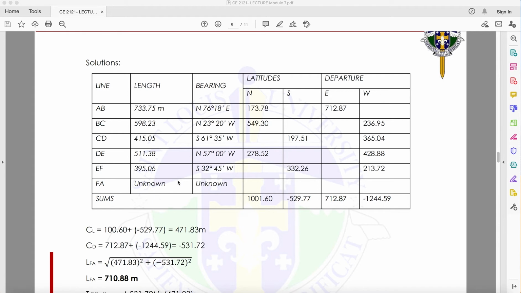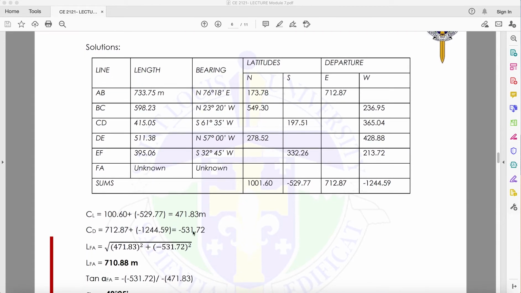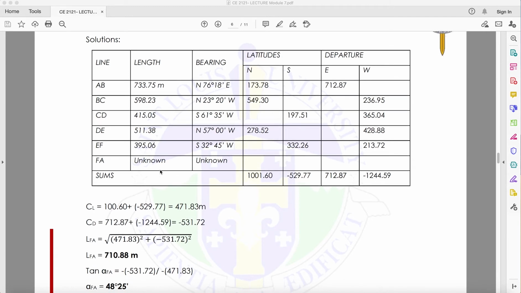Now, to get the distance, the length, we simply get the square root of the sum of the squared quantities. So, 471.83 squared plus negative 531.72 squared, get the square root, and that will give you the length FA. The length FA is 710.88 meters. So, it is that easy.